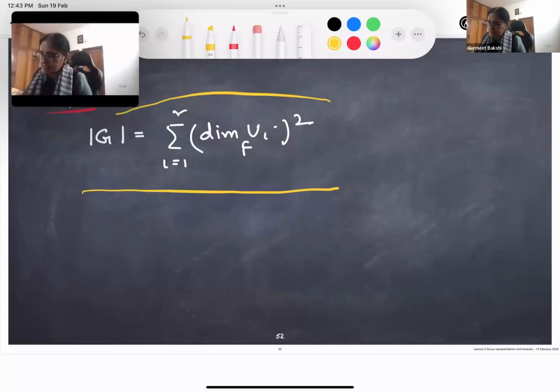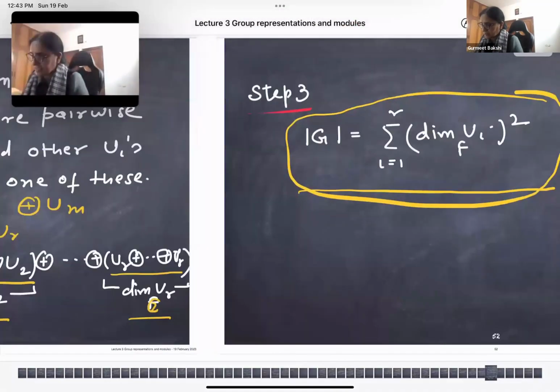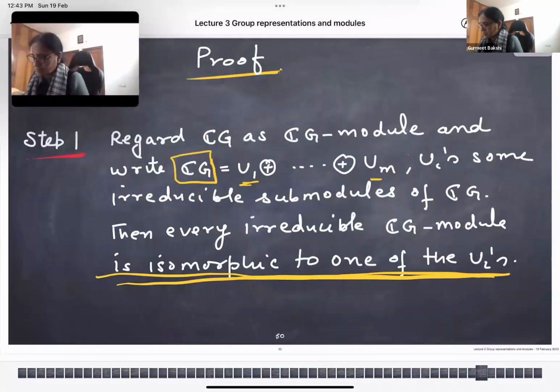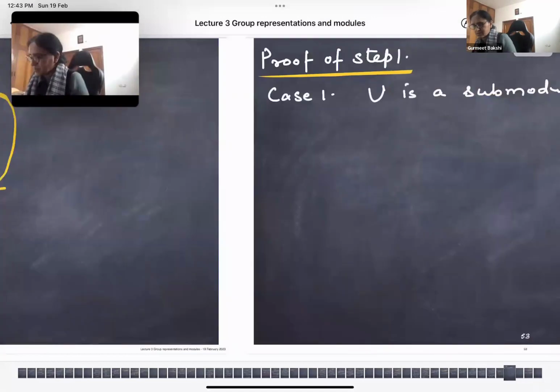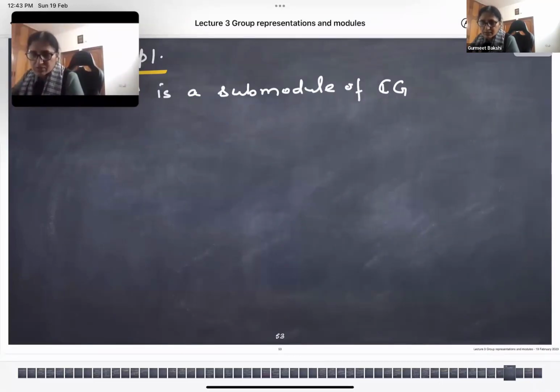So this is the result which I am interested to prove. This result is basically a combination of these two steps. So let me start with you, and then you can continue. All right. So in the first step, I said I want to prove that if U is any irreducible CG module, then U is isomorphic to one of the UIs.